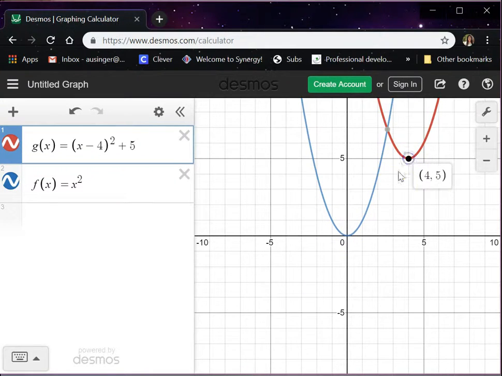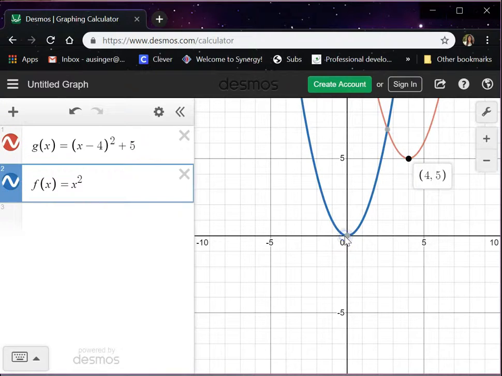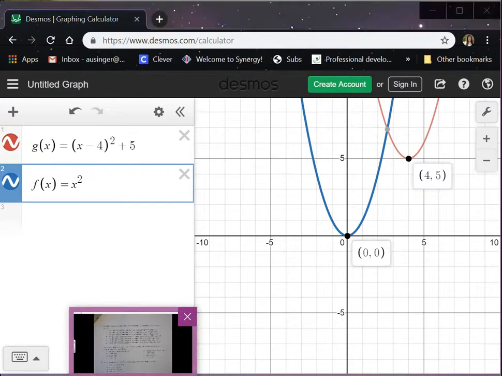So if I look at my vertex, this one's (4, 5), and this one is (0, 0). So I can already tell it's moving 4 to the right, and then it's going 5 up. So that's pretty much how I compare these, is I look at how they're shifting. And then they are also opening at the same amount, so there's no change in the stretch or shrink.